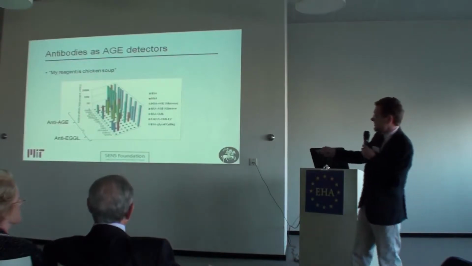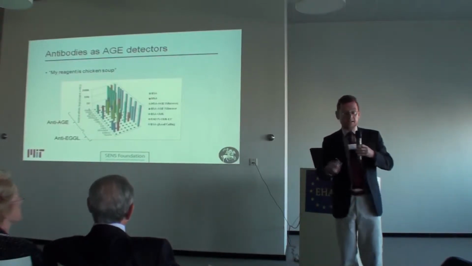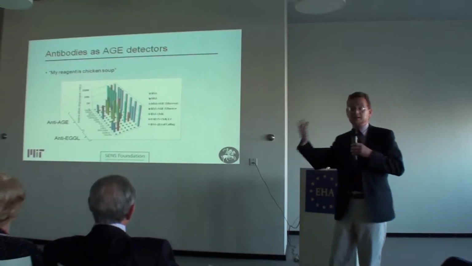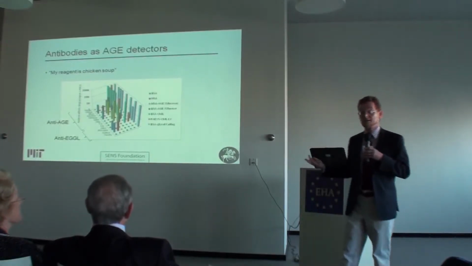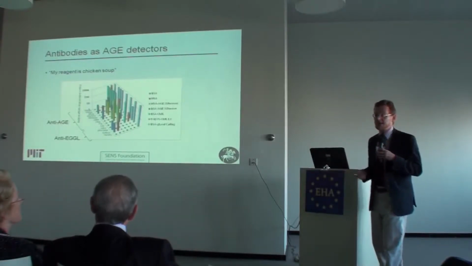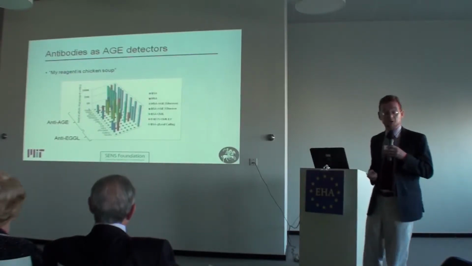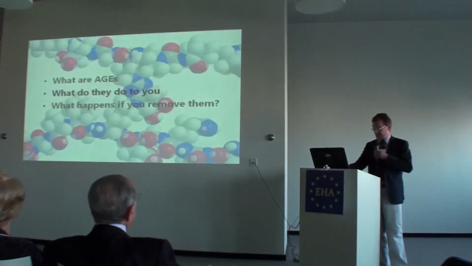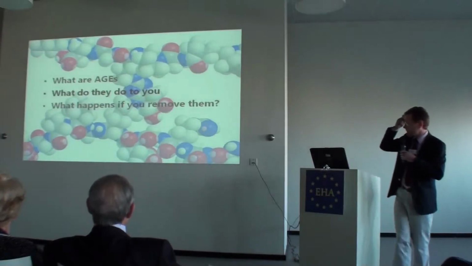A lot of these studies looking at antibodies, looking at AGEs, essentially use chicken soup as a reagent. Okay, so they take protein, they take sugar, they cook it up for 6 to 8 weeks at 37 degrees. You get this brown goo. It's chicken soup. It is not a chemically defined material. They do not know what they're looking at. Stick to HPLC-based methods. Okay, that's all I'm going to talk about what AGEs are.